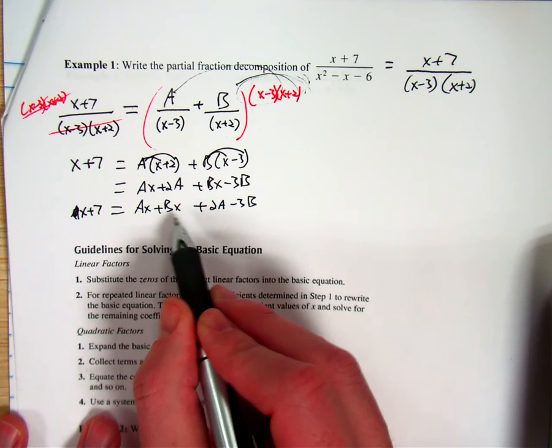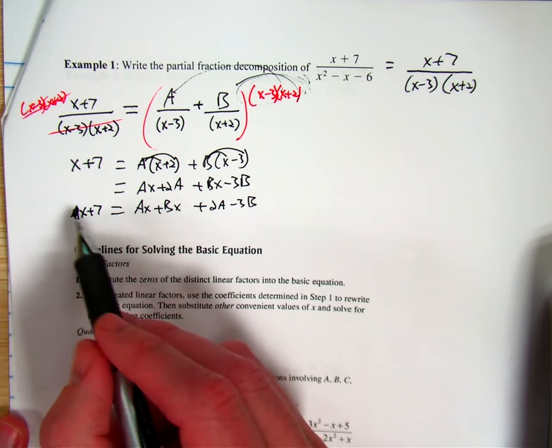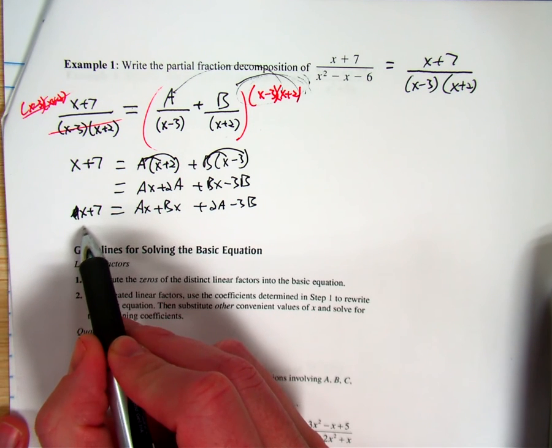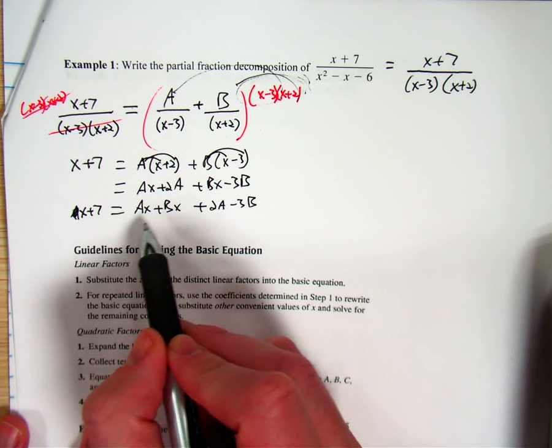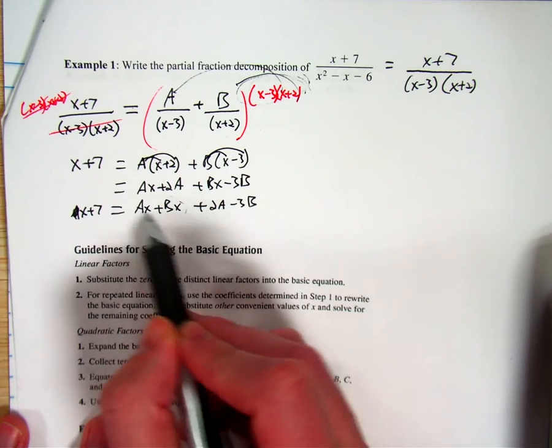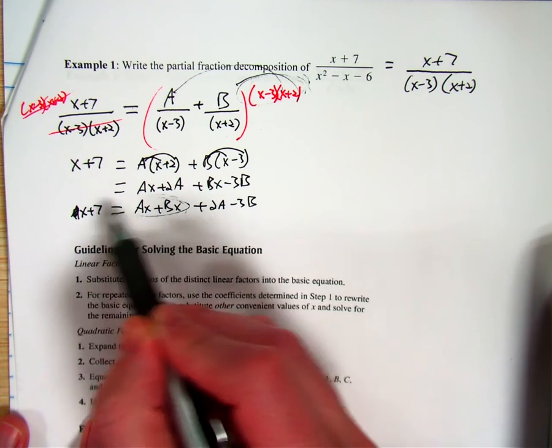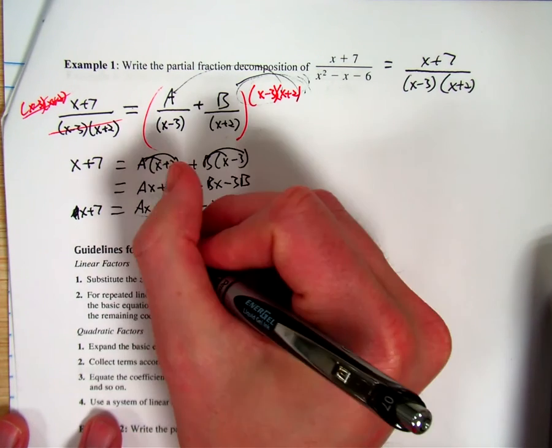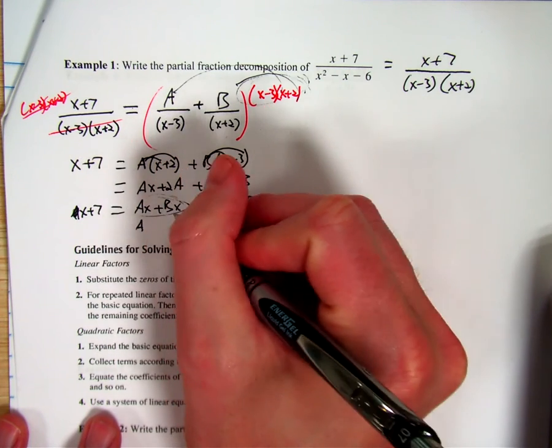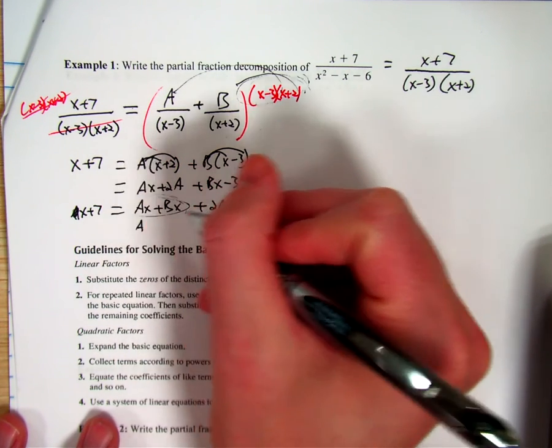My ax plus bx needs to equal, how many x's do I have over here? 1x. Ax plus bx, in order for these to match up, has to equal 1x. So I know a plus b has to equal 1. We could do another step. And when they do this, they put the x at the back. You can put it in the front. It doesn't matter.